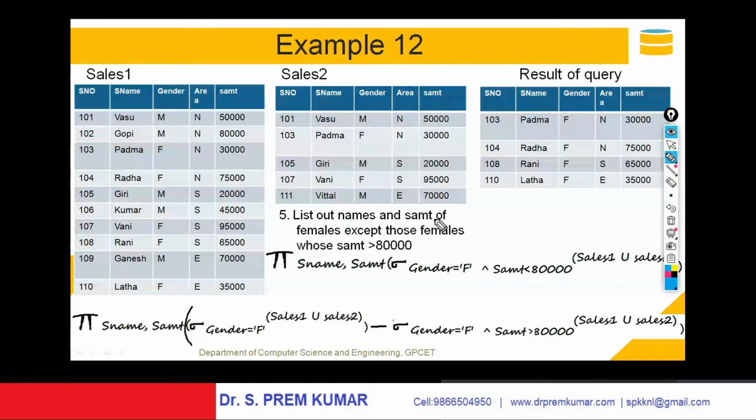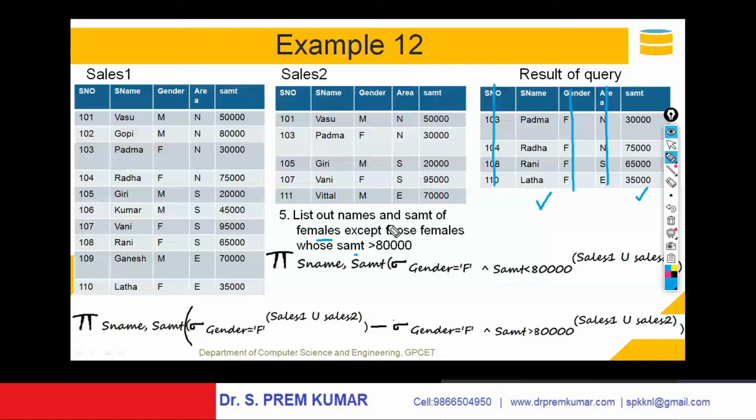List out names and sales amounts. We want only names and sales amounts. So you should not get gender, you should not get area. That is wrong. I want names and sales amounts of only females, except those females whose sales amount is greater than 80,000. The females whose sales amount is greater than 80,000 I don't want. The rest of the females I want.